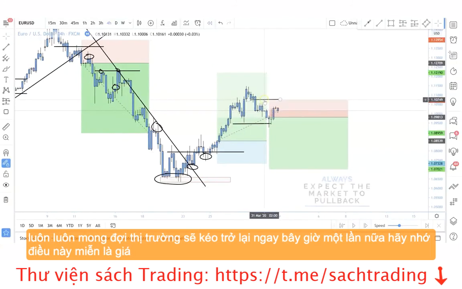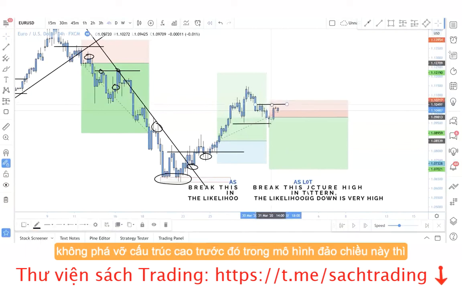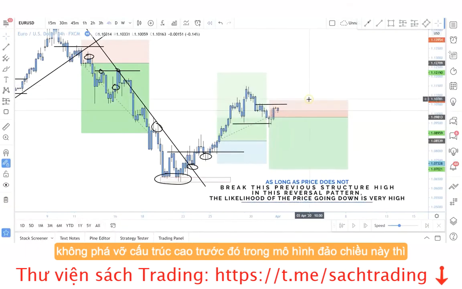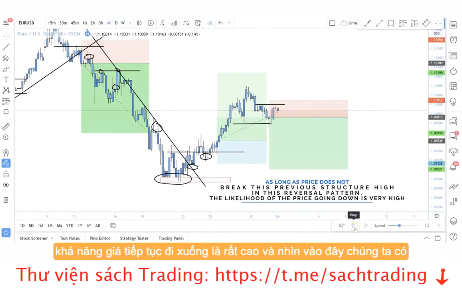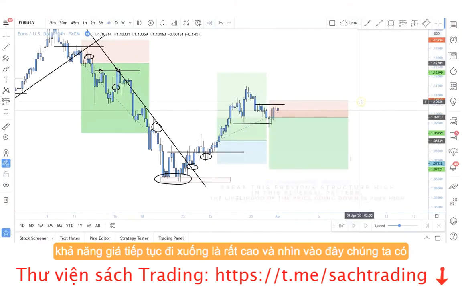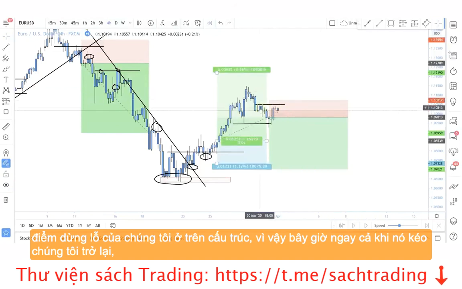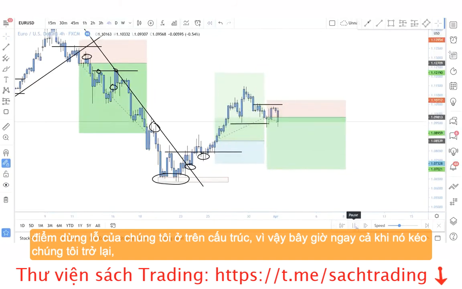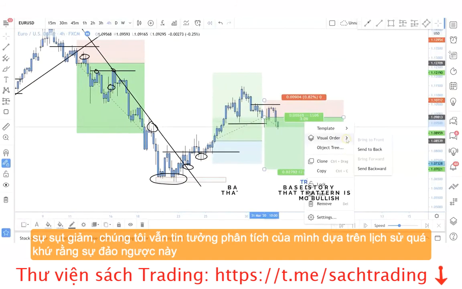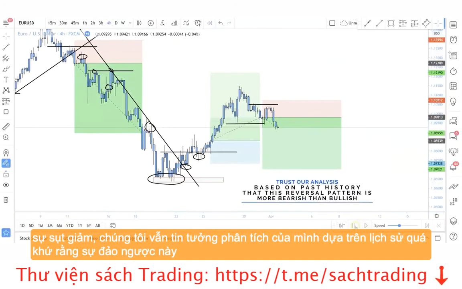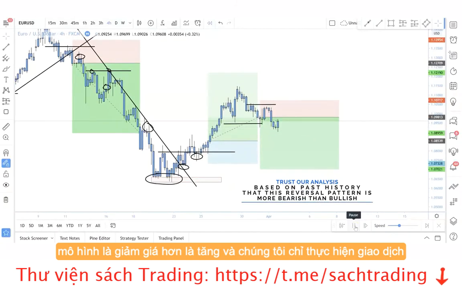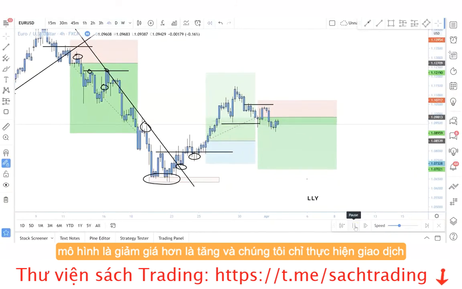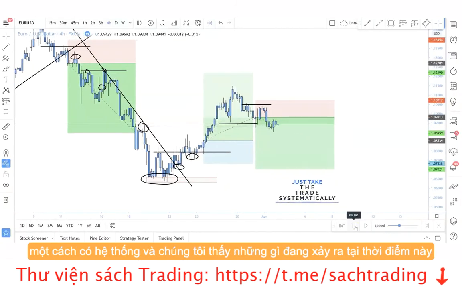Now again, remember this. As long as price does not break this previous structural high in this reversal pattern, then the likelihood of price continuing to go down is very high. And look here, we have our stop loss above structure. So now, even if it pulls back, we suffer a bit of drawdown, we still trust our analysis based on past history that this reversal pattern is more bearish than it is bullish, and we just take the trade systematically and we see what's happening.